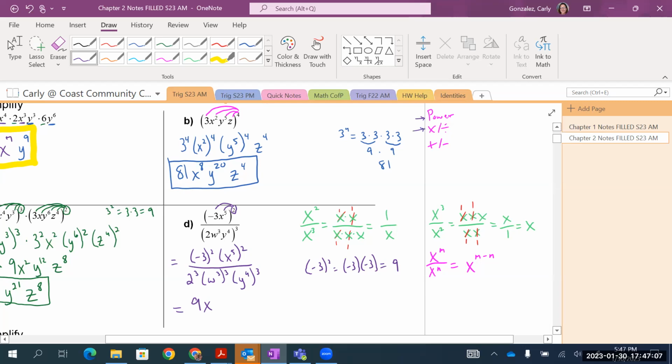And so now we'll multiply. 5 times 2 is 10, so we get x to the 10th. In the denominator, 2 to the third power, as we saw before, 2 times 2 times 2 is 8. And we'll get w raised to the 9th power, multiplying 3 times 3, and multiplying 3 times 4 to get y to the 12th power.